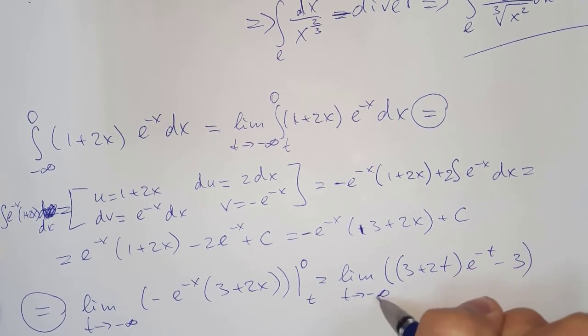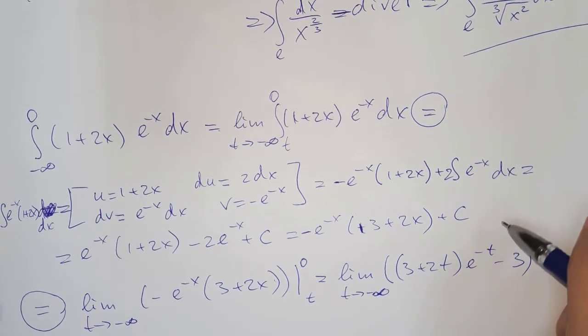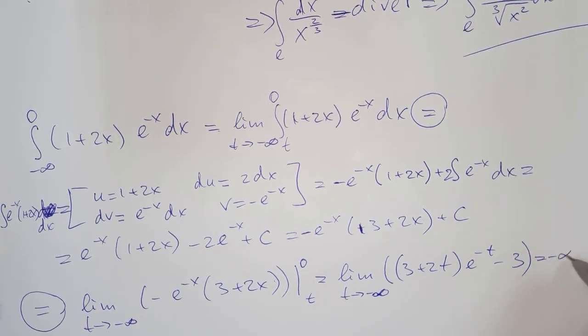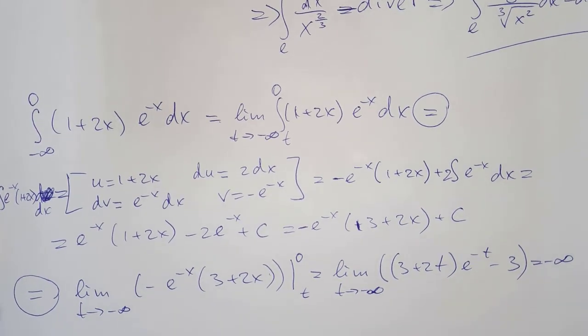So when we put in minus infinity, the answer here will be minus infinity. So it means our improper integral diverges. The integral diverges.